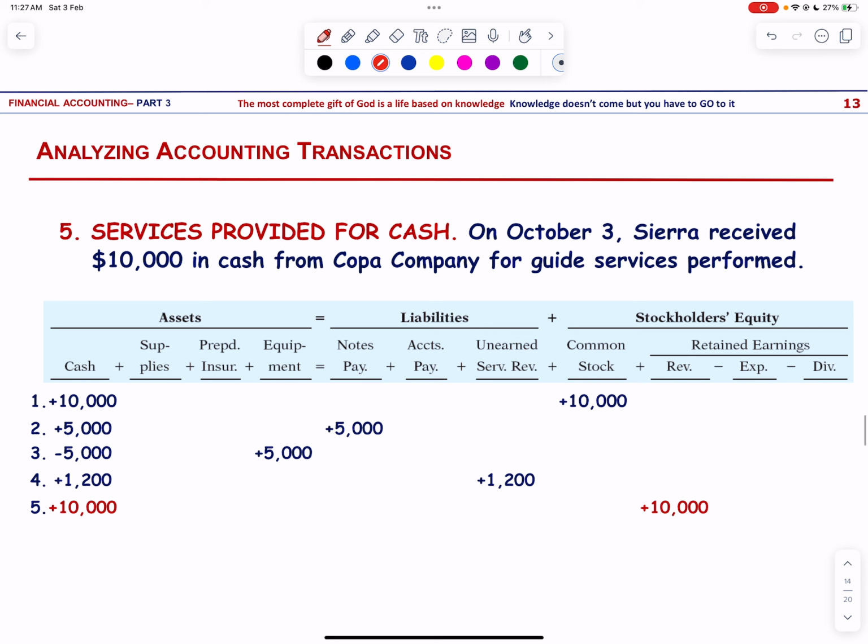Then services provided for cash. When the company is providing services for cash, cash is an asset and that is increasing by 10,000. At the same time, they have provided services. Services is a revenue, and revenue is increasing in this case. So that is plus 10,000.